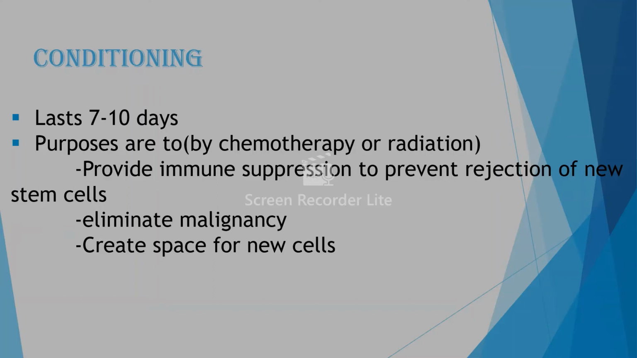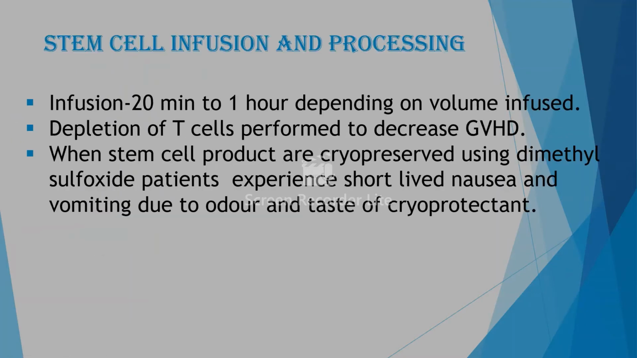It even creates a new space for the cells so that new stem cells could proliferate and regenerate, and even to eliminate malignancy. This phase lasts for 7 to 10 days. The second phase is the stem cell infusion and processing. Infusion is done for 20 minutes to 1 hour, depending upon what volume is infused. This processing of the stem cells leads to the depletion of the T cells, hence there is decreased graft versus host disease.